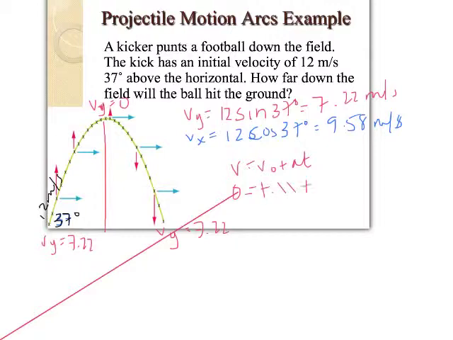So we'll have 0 equals 7.22 plus 9.8 times t. Sorry, we are going up, so that's a negative 9.8. So we'll have negative 7.22 equals negative 9.8t, and t is equal to negative 7.22 divided by negative 9.8, which is equal to 0.74 seconds. Now, if I wanted to know that highest height, this would be the time to use.